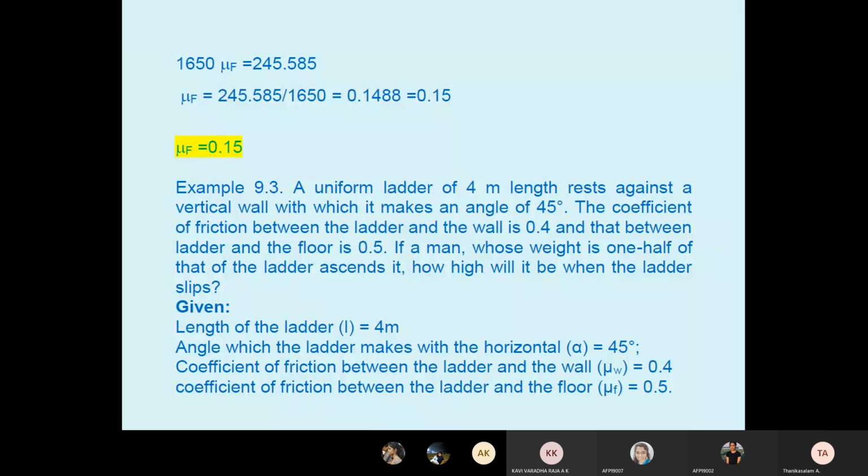ladder and wall, mu W, is 0.4, and between ladder and floor, mu F. If one man is standing, whose weight is one half of the ladder weight, students, that means 0.5 W. Now they asked, how high will he be when the ladder slips? At what height is it safe for standing? At what height of the man will the ladder start to slip?